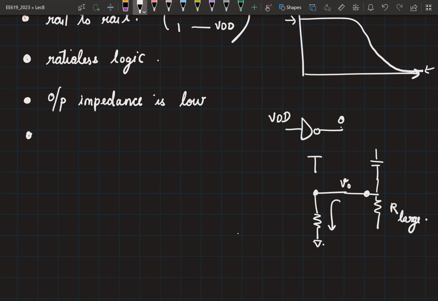Now, another important factor that we take for granted is the fact that this has zero input current.